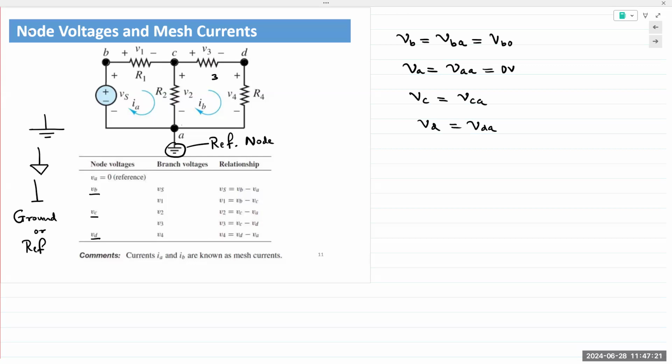The question being asked is, will the reference always be 0? The answer is yes. Reference node means the voltage at that reference is automatically 0.